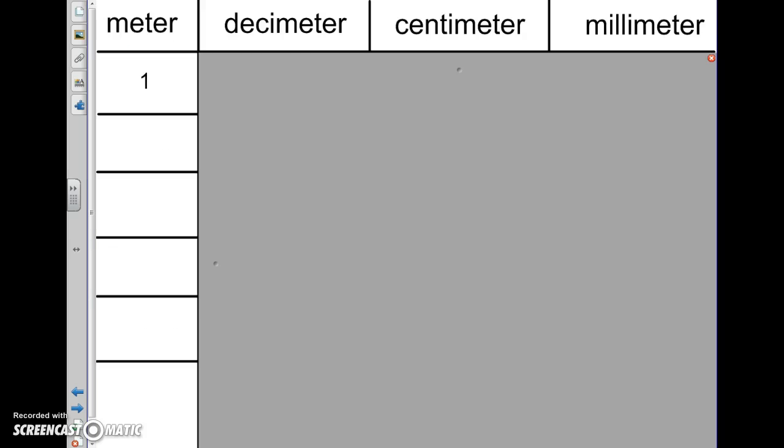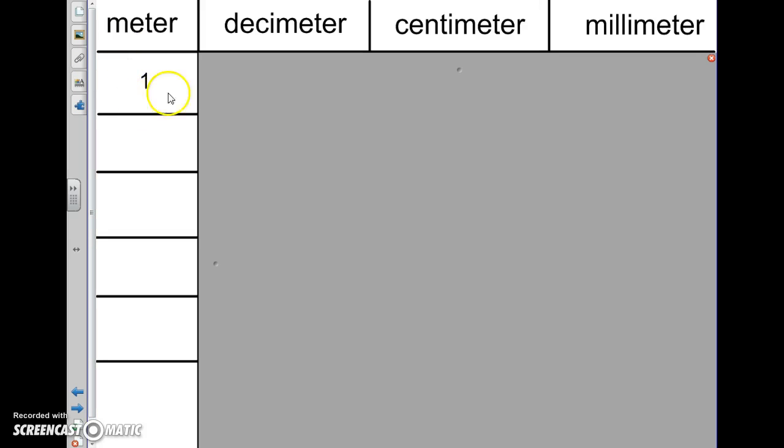So, the first thing that we need to know is in the metric system, each of these different measurement units is 10 times larger than the other. So it's just like our base 10 system, where every time we move to the left, we get 10 times greater value. Every time we move to the right one, we get 10 times smaller value.